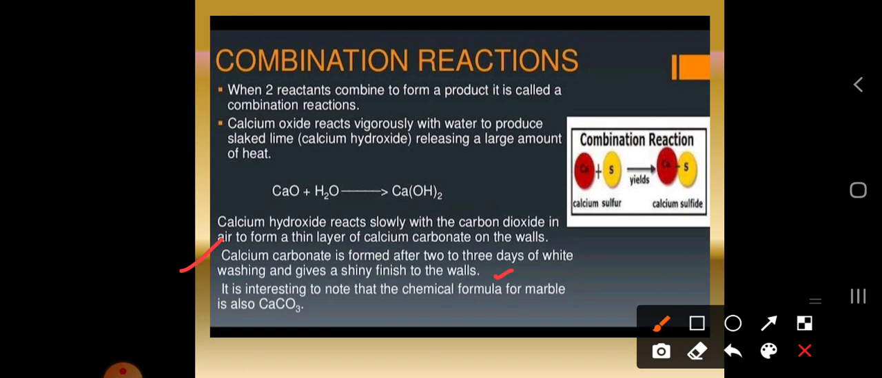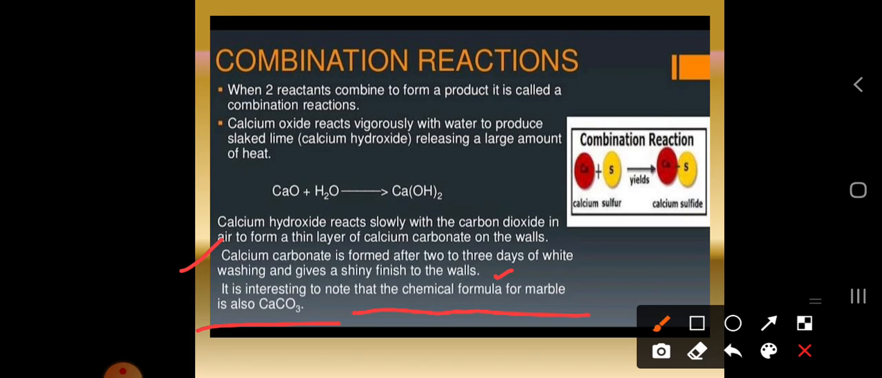So that's why you can observe here that after the coloring, after 2 to 3 days, it gives a shiny finish onto the walls. And it is interesting to note that the chemical formula for marble is also calcium carbonate itself. So dear students, don't get confused between calcium carbonate and marble, because both have the same formula. Here is one of the points to note down.